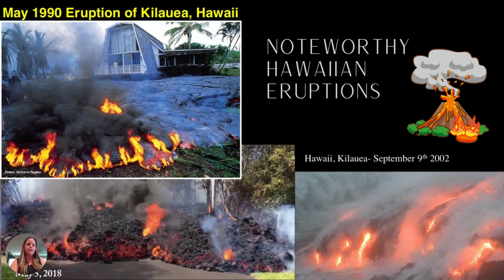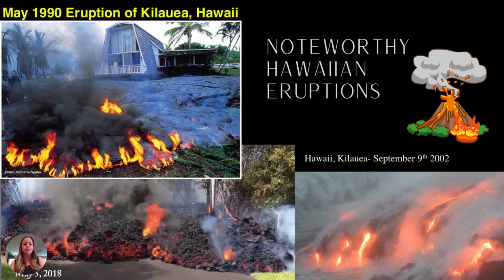So here are some of Kilauea's eruptions. We have 1999, 2002, and 2018. And these all kind of show the different variations of lava that can come out in different eruptions. So for example, in 1990, it actually shows you what happens when this lava hits vegetation. So fires can break out, right? That can be a huge issue.